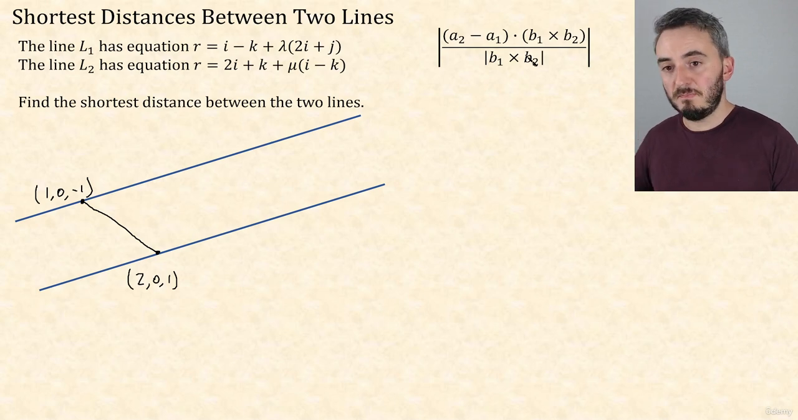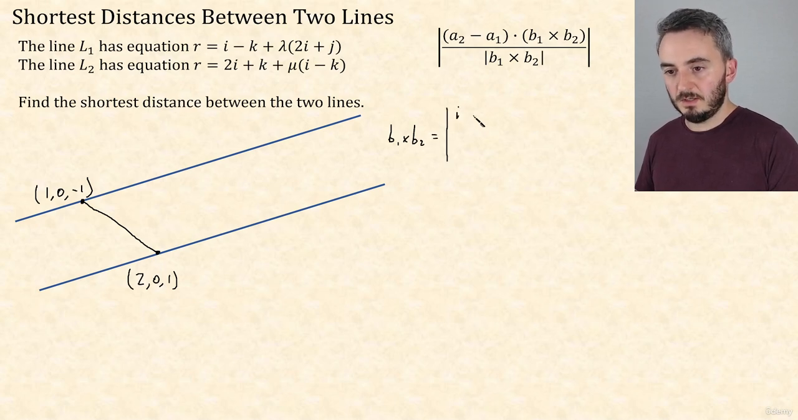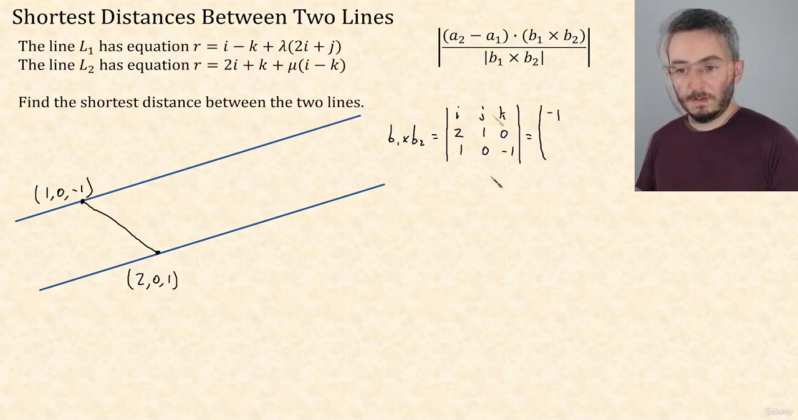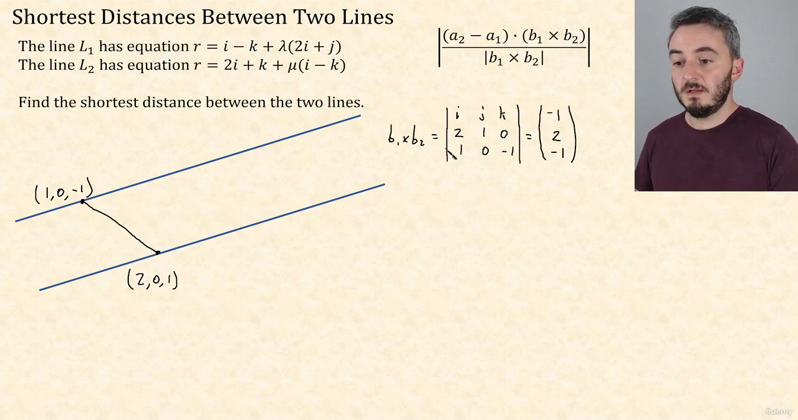The first thing I'm going to work out is what b1 crossed with b2 is. So b1 crossed b2 is the determinant of this matrix. b1 is 2, 1, 0, and b2 is 1, 0, -1. What does that give me? It gives me i times -1 - 0, then minus j times -2 - 0. That would be -2, but it's minus j, so it's 2, and then k times 0 - 1. Okay, so we have b1 cross b2.